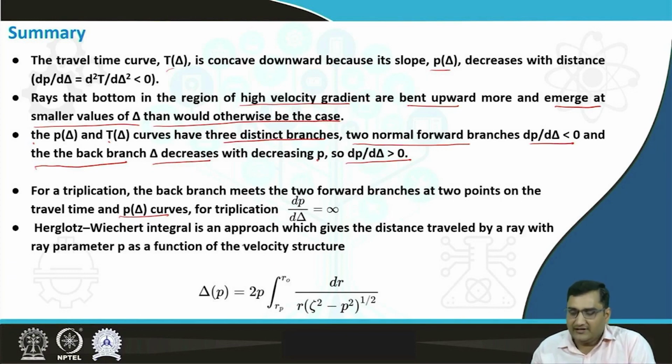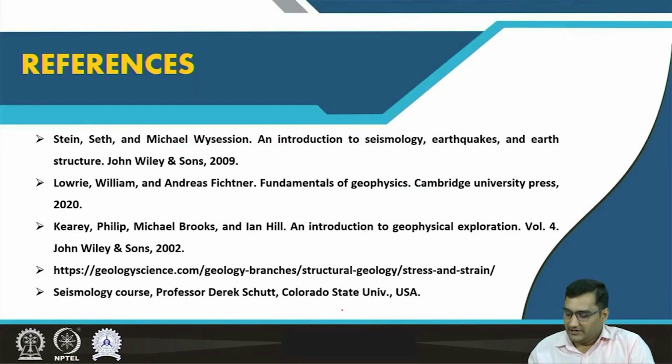The Herglotz-Wiechert integral is an approach used for travel time inversion, and it gives the distance traveled by a ray with ray parameter p as a function of velocity structure. The expression is delta(p) is equal to 2p times the integral from the bottoming depth to the epicenter depth of dr by r times (zeta square minus p square) to the power under root. These are the references, and we will meet in the next lecture, lecture 3 of module 6.